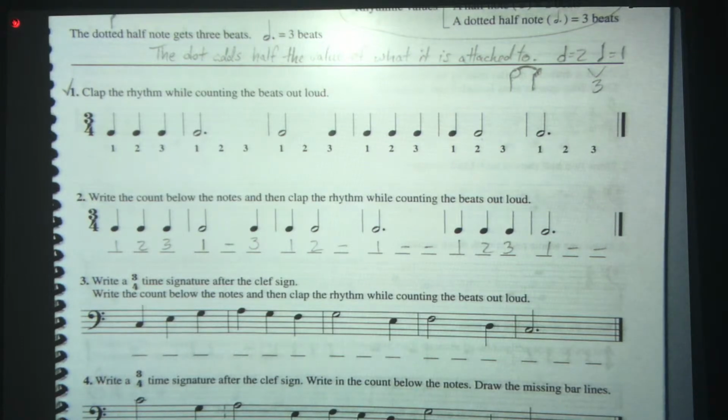Okay, now we're going to clap and count it together. This time I'm going to perform it on the piano, and your eyeballs are going to follow the music, and you're going to clap and count along with me. 1 and 2 and 3 and 1 and, ready and go.